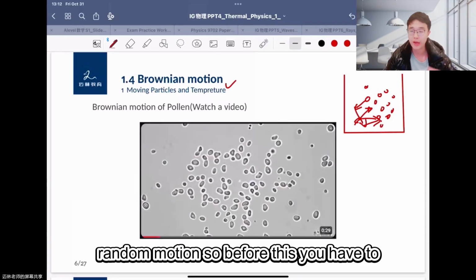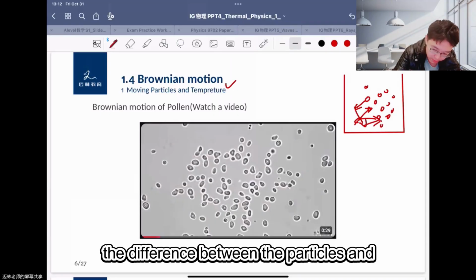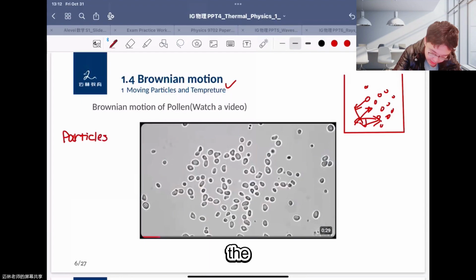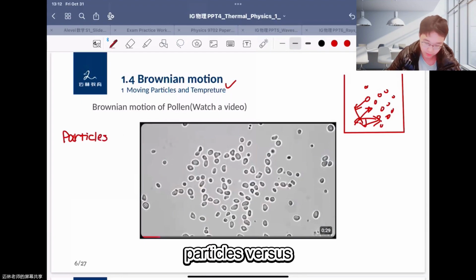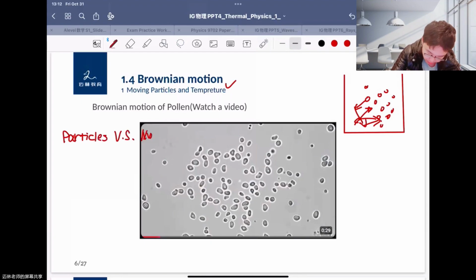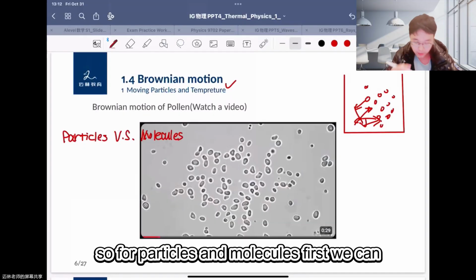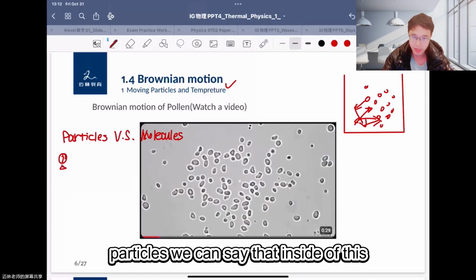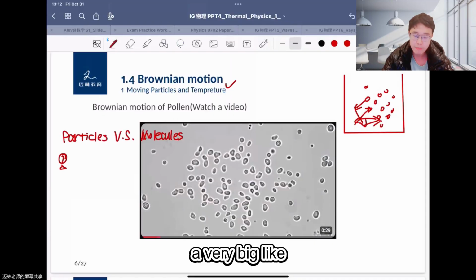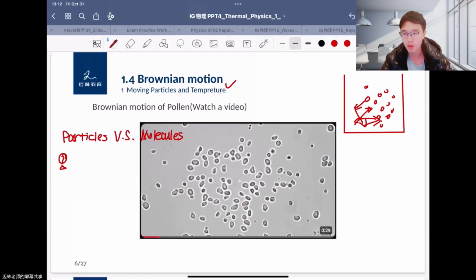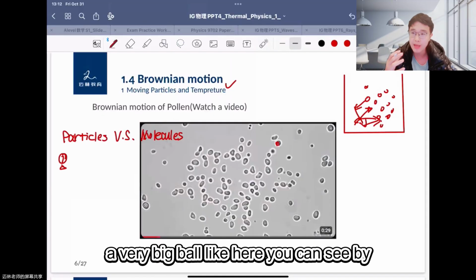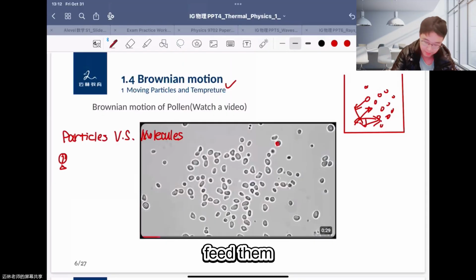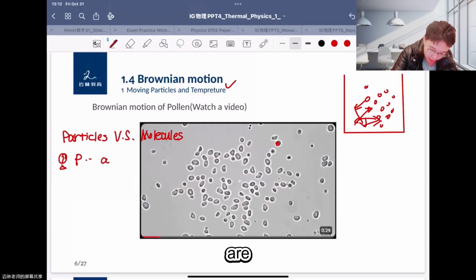Before this, you have to learn two new words: the difference between particles and molecules, or particles versus molecules. For particles, we can say first that a particle is like a small ball. You can see it with your eyes, but it is very hard to see.